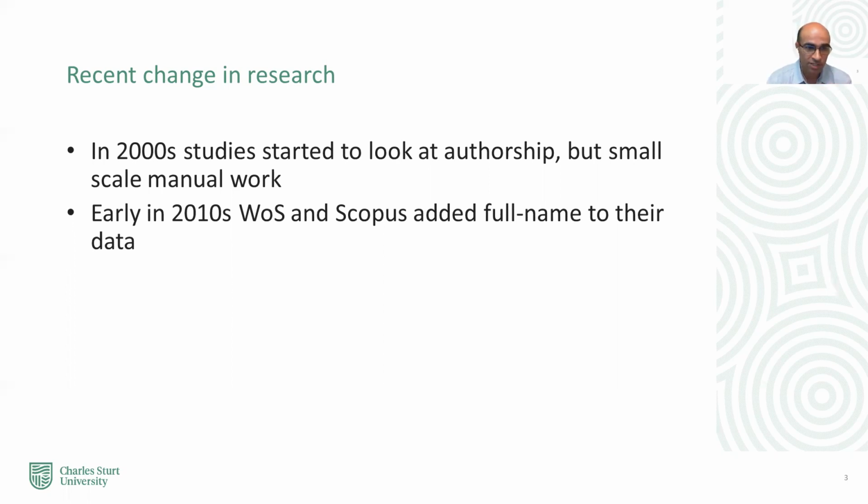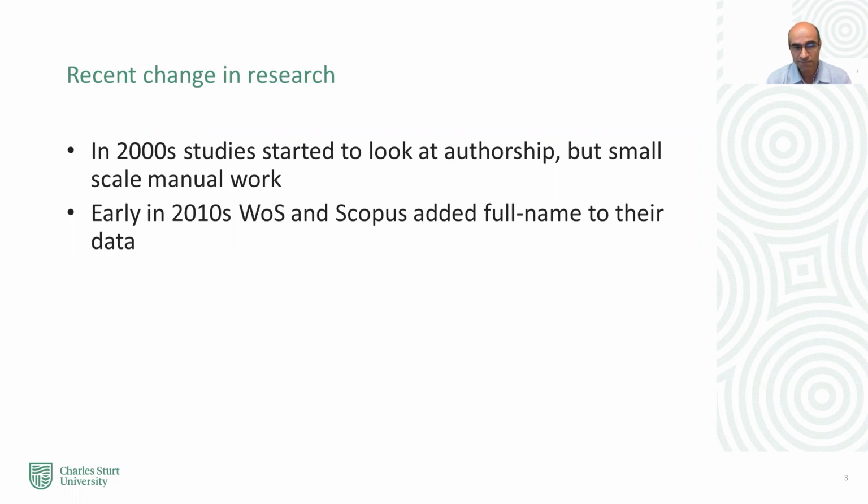But the research on this started when there was a change in the type of data that was made available. In the 2000s, studies started to look at authorship, but most of those would pick, for instance, one journal or a few journals from a field, like let's say surgery or medicine, and they would go through the names of authors and then, based on the first name, decide whether that person was male or female, and then do a statistical analysis of, for instance, gender representation in article authorship. But most of them were small scale because they had to do manual data collection.